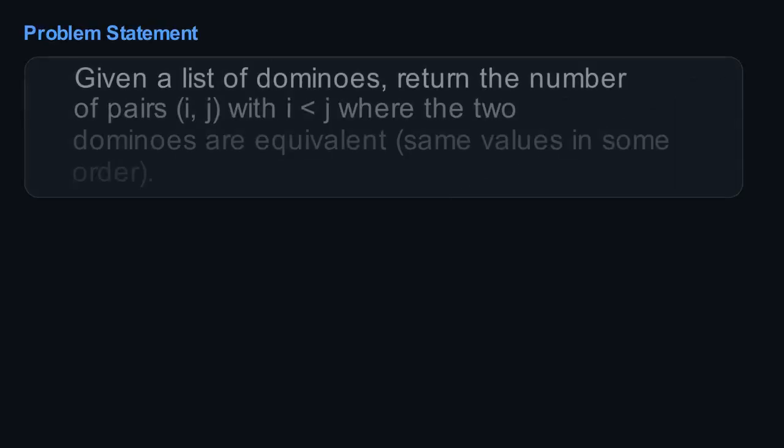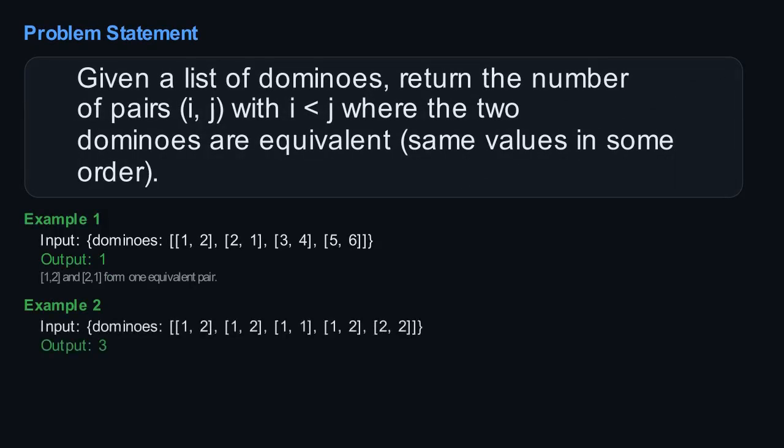You're given a list of dominoes, where each domino is represented as a pair of integers. Two dominoes are equivalent if they have the same numbers, regardless of order. For example, 1 2 is equivalent to 2 1. Your task is to return the total number of equivalent pairs. Remember, each pair of equivalent dominoes only counts once.